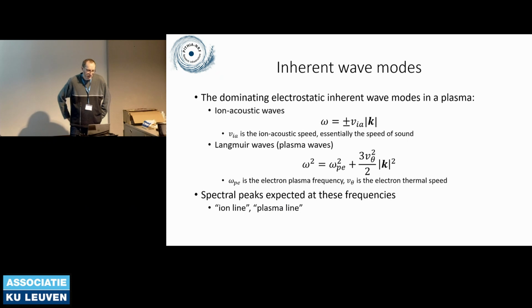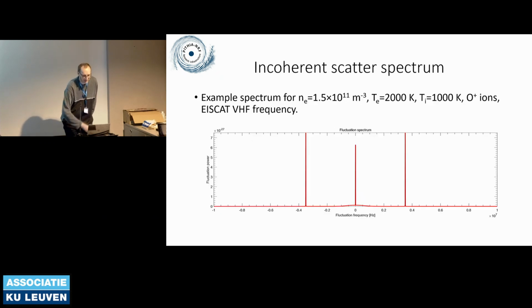And these inherent wave modes that are moving around in the thermal plasma are ion acoustic waves, more or less sound waves in the plasma, and we have the Langmuir waves, the plasma waves. So we expect peaks at these frequencies, and they are called ion lines and plasma lines. You will hear that a lot if people are talking about incoherent scatter radars and the data.